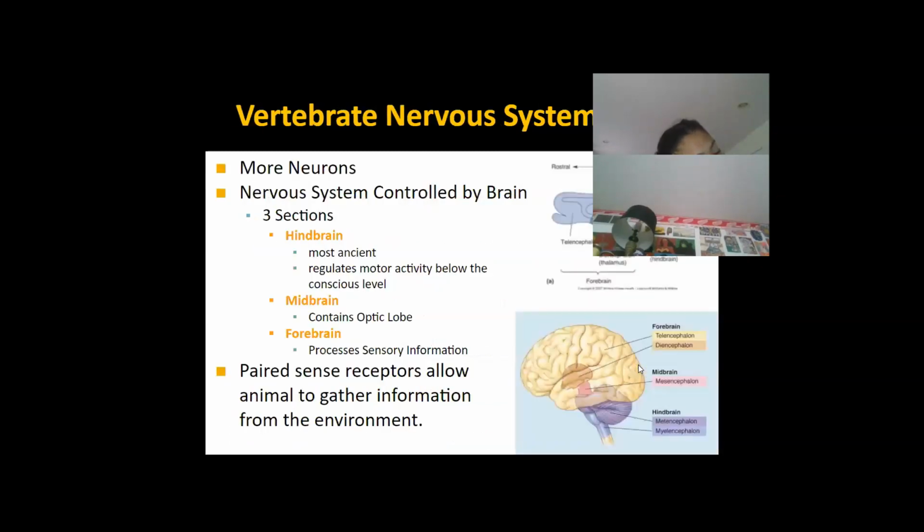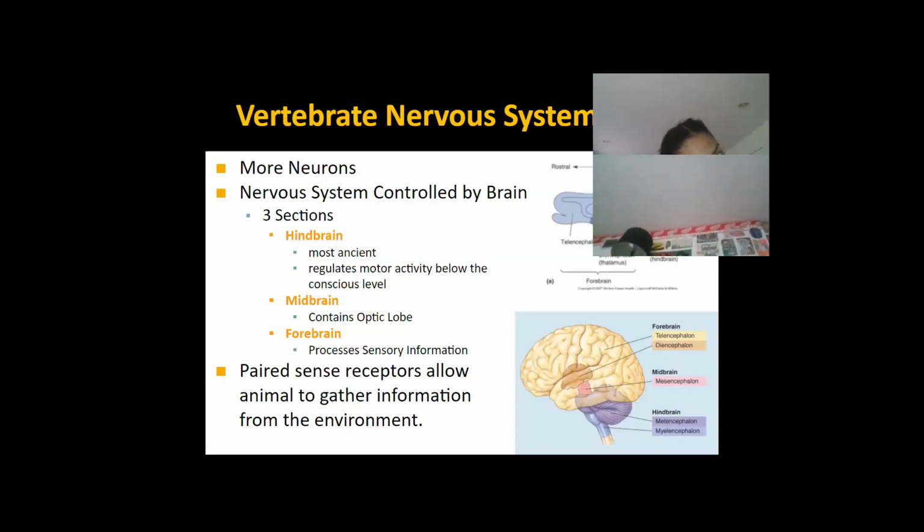So we're going to spend a little bit more time now on the vertebrate nervous system. In the vertebrates, we all have a hind, mid, and forebrain. Our hindbrain, back here, the green portion, is the most ancient of our brains. So you can assume evolution has moved it forward to the forebrain. The hindbrain deals with the subconscious, what's happening below the conscious level. While you're sleeping, your heart is beating, you are breathing, all those things are happening without you thinking. So that's your hindbrain.